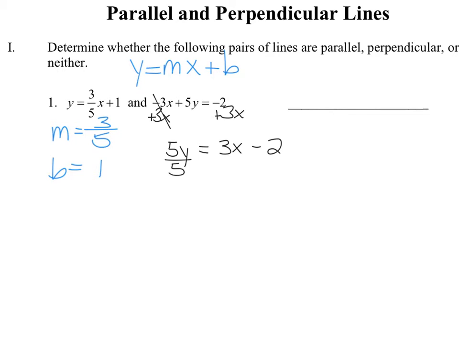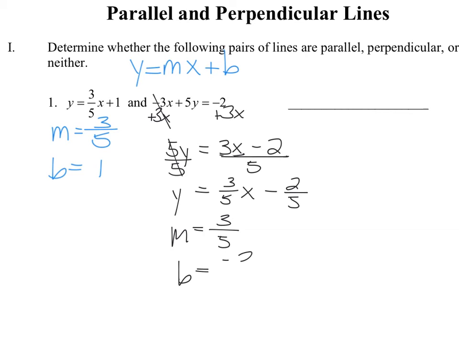I can divide by 5 to get 1y by itself, and then I would have to divide by 5 on the other side. Now I'm not dividing by 5 twice. It would be the same thing if I divided the entire side by 5. So I just need to make sure I divide the 3 by 5, so I get 3/5 x minus, and then I divide the 2 by 5, I get 2/5. So now the slope of this line is 3/5, and the y-intercept is negative 2/5.